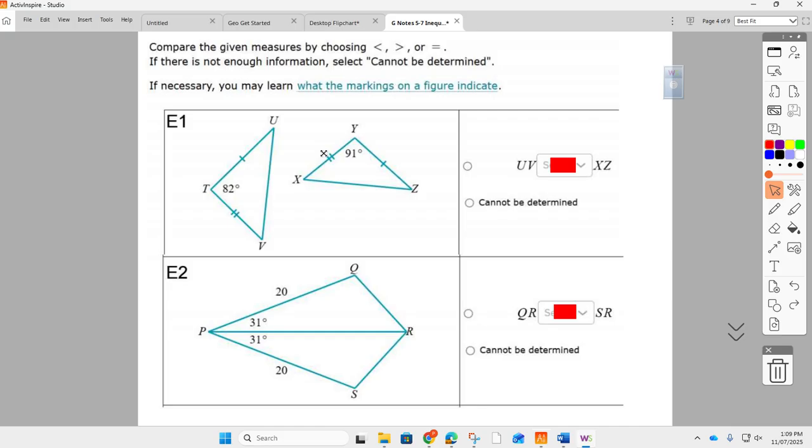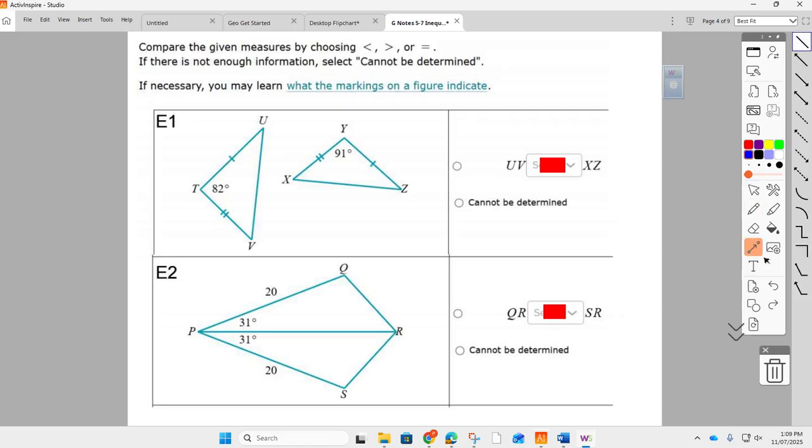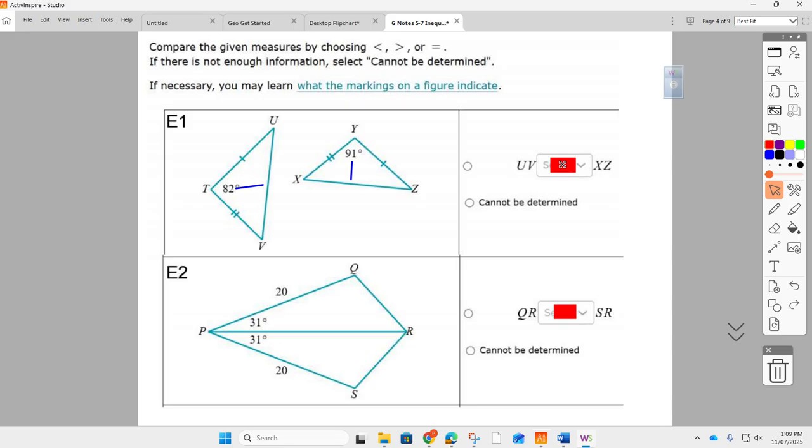How does UV compare to XZ? It tells us up there you're either going to pick less than, greater than, or equal to. What do you think, Dominic? Less than. Okay, you're right. Why do you think less than? Beautiful. UV is across from 82. XZ is across from 91. 82 is smaller than 91. So that means UV, while it doesn't look like it, has to be shorter than the measure of segment XZ.